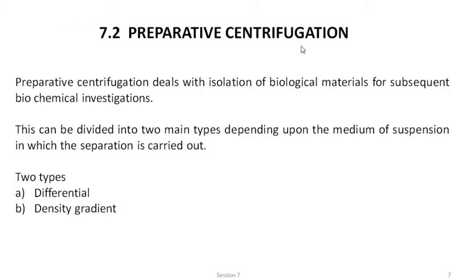Next, let us move on to what is preparative centrifugation. Preparative centrifugation deals with isolation of biological materials for subsequent biochemical investigations. So preparative centrifugation finds its applications in biological fields. This can be divided into two main types depending upon the medium of suspension in which the separation is carried out. Where are you going to carry out separation? Based on that, you have two types. One is differential preparative centrifugation and the other one is density gradient preparative centrifugation.